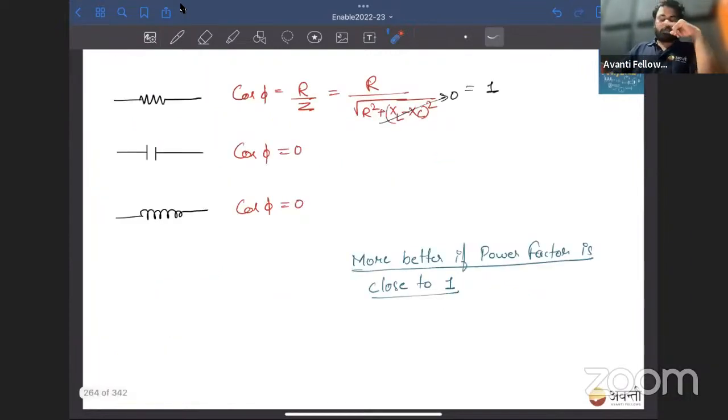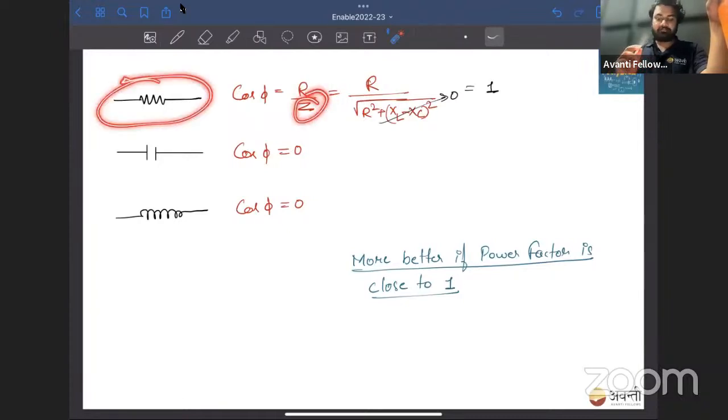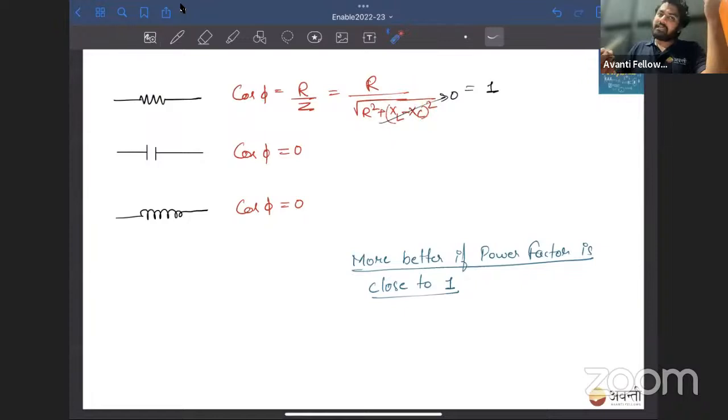Chalo. If I talk about a resistive circuit, the power factor will be R by Z. Z in the case of a purely resistive circuit is only R, because XL and XC are not there, as the capacitor and inductor are not there. So the power factor for a resistive circuit is 1. Power factor for a capacitive circuit is 0, because there is only C. There is no R, so R will become 0. So 0 upon XC is 0. Similarly, 0 upon XL is 0. So the power factor for a purely inductive circuit is also 0.